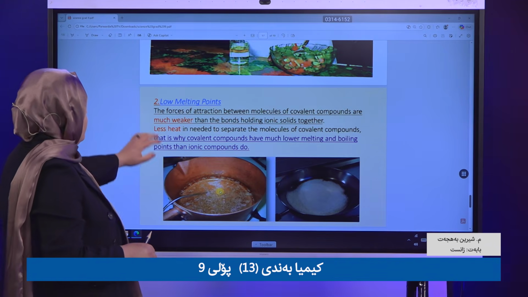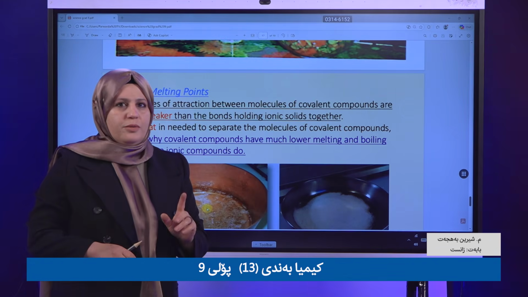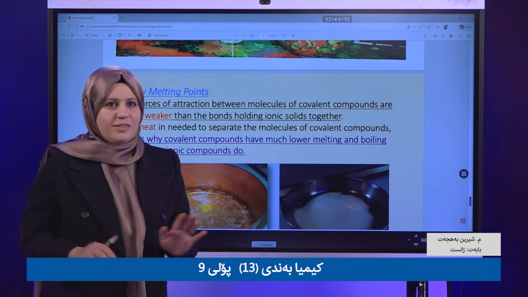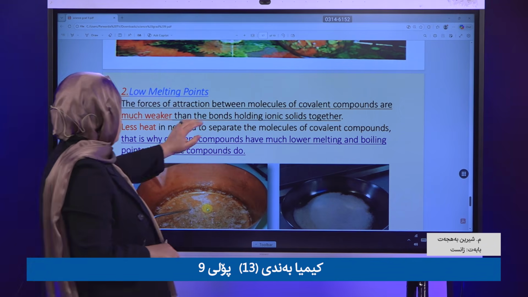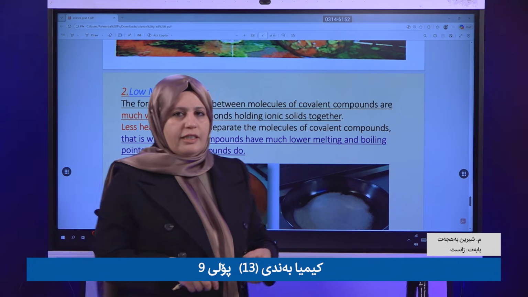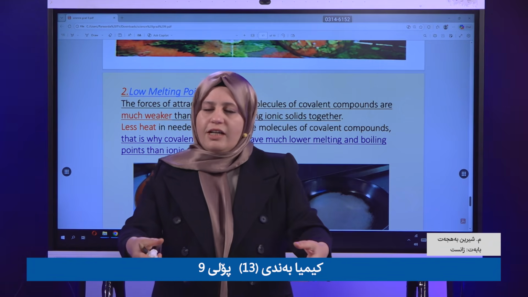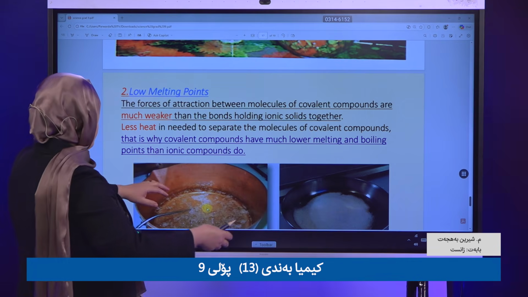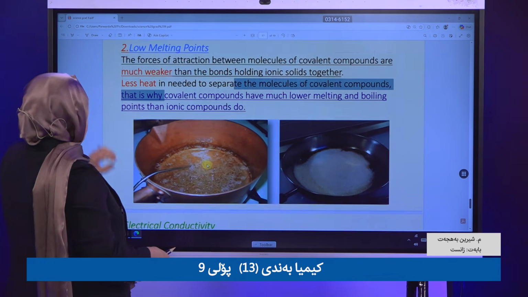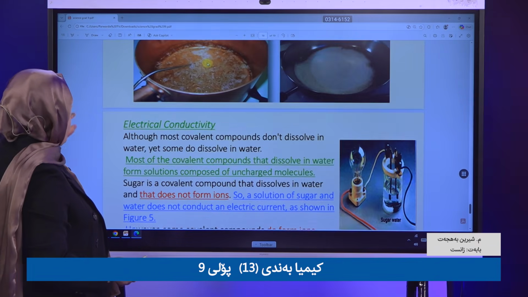Another property is low melting point. If you put some sugar into a pan, it starts to melt. Have you made any caramel? Do it today, okay? Do this experiment. So they have a low melting point, okay?